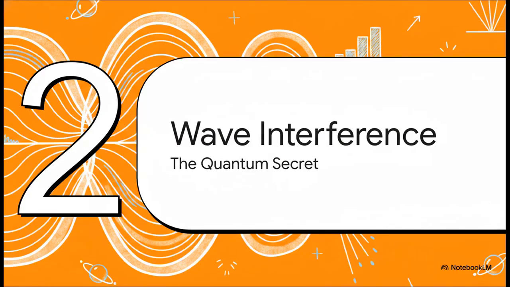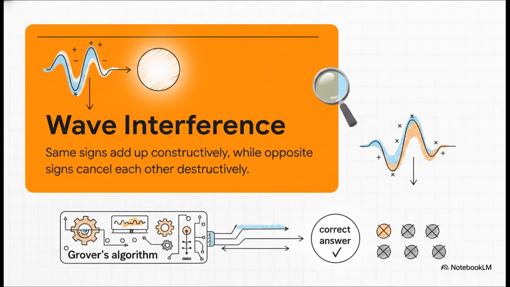Section 2. Quantum secret, wave interference. This right here is the underlying secret weapon of pretty much all quantum computing. See, quantum states aren't just dry probabilities, they actually act like waves. And waves have amplitudes that can be positive or they can be negative. Wave interference is this wild phenomenon where amplitudes with the same sign add up to create a bigger wave. That's constructive interference, boosting the probability.